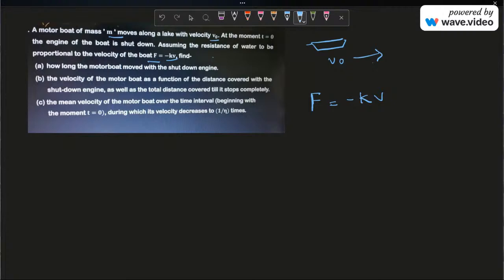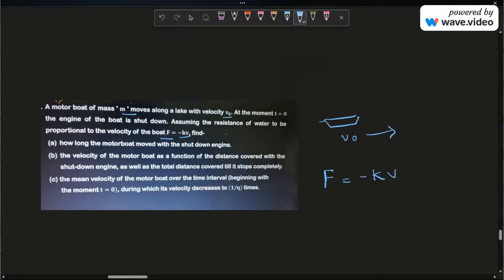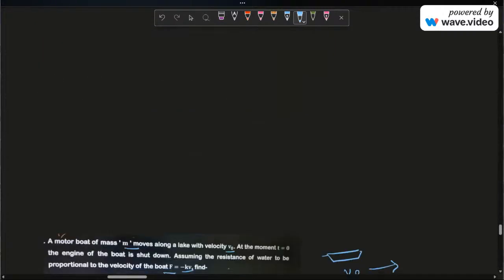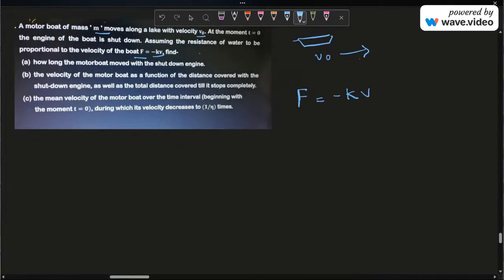Now F is equal to minus kv. And in the last question, the bullet's mass was not given, so yeah, finally it got cancelled out. So here, since the mass of the boat is given, m into acceleration is equal to minus k into v. Now, firstly, we have to find out how long the motorboat moved with the shutdown engine. So firstly, I will write dv by dt.